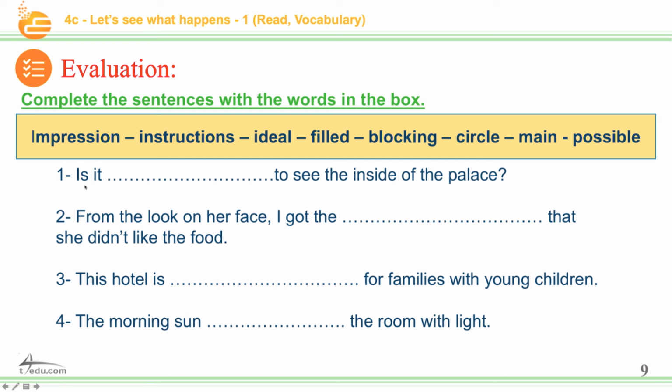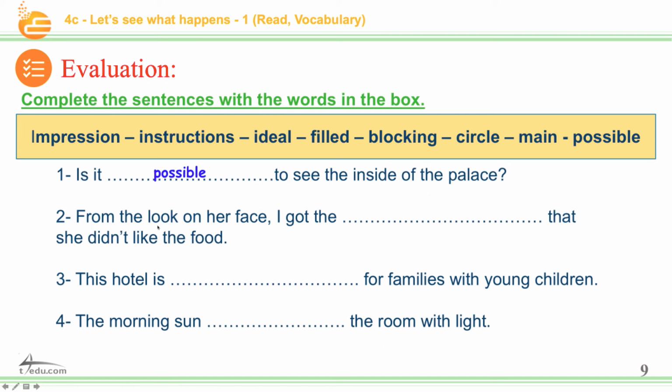Number 1. Is it blank to see the inside of the palace? What do you think? Choose one of these words. Of course, the answer is: is it possible? Okay? Possible. Something you can do. Able to do. Possible to see the inside of the palace.